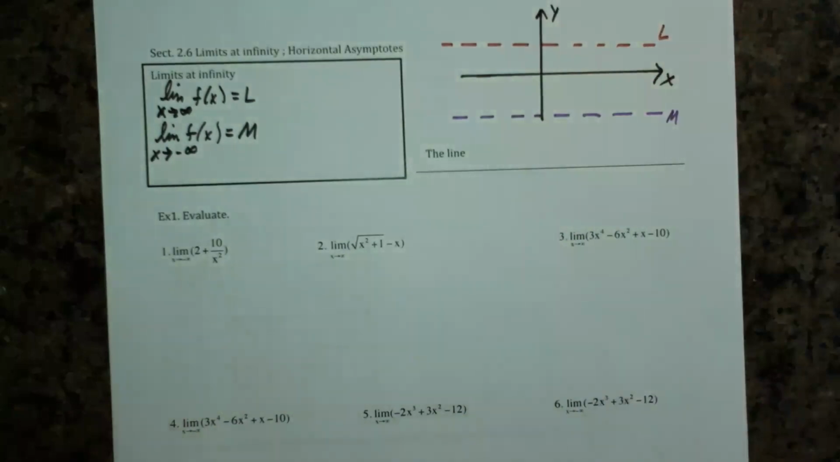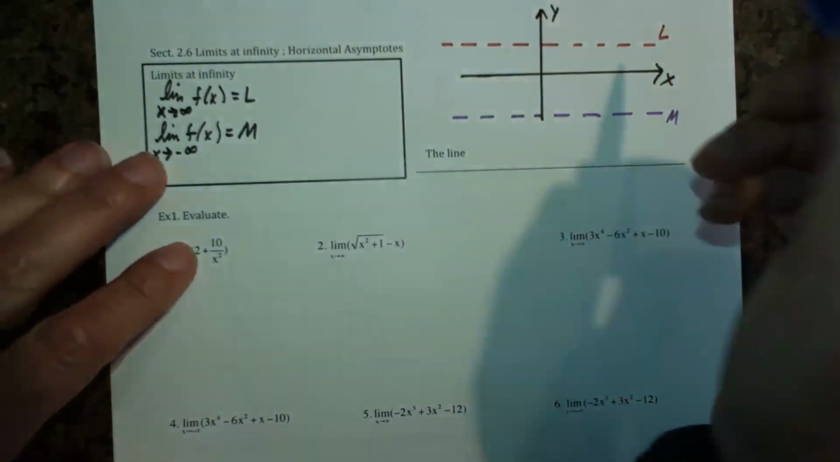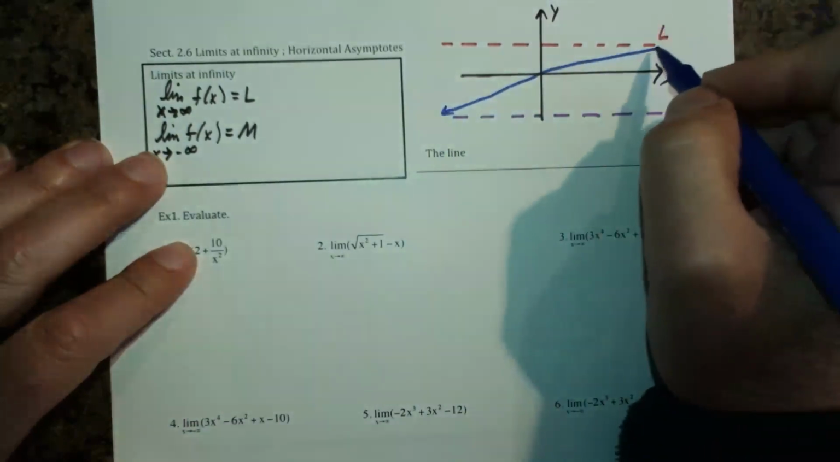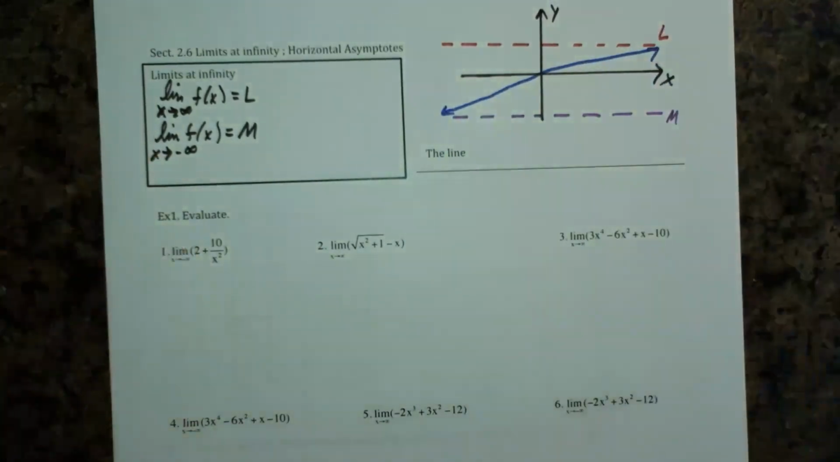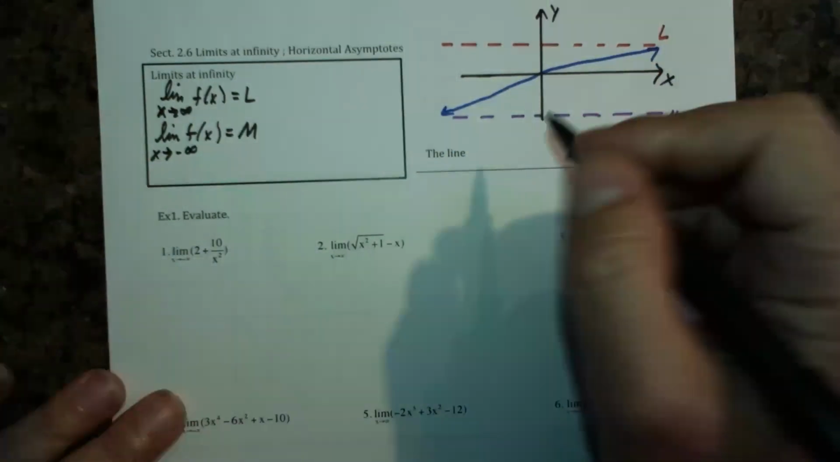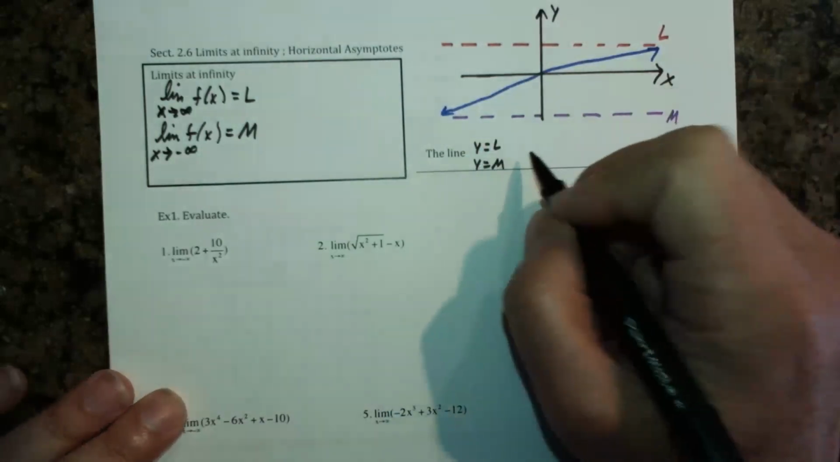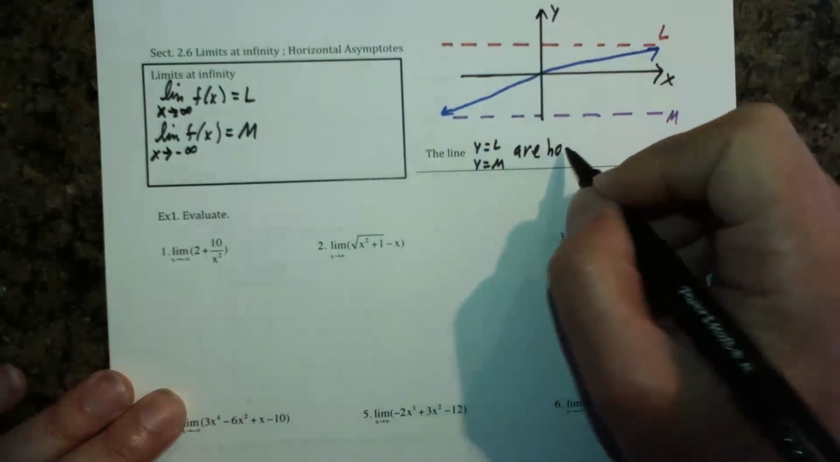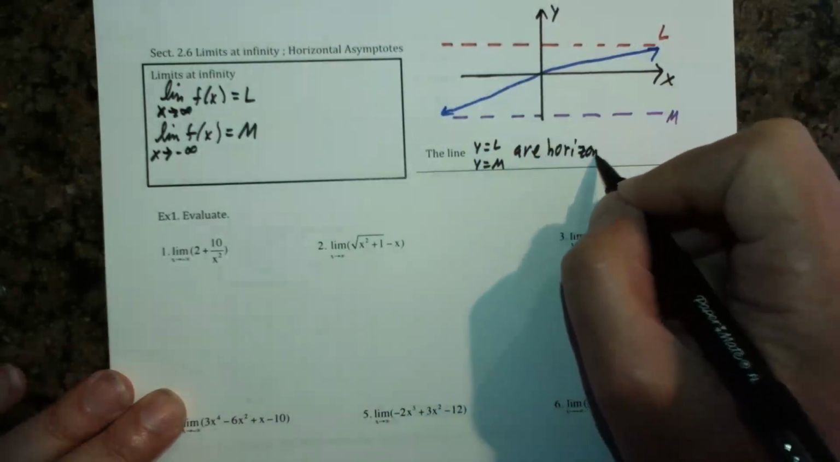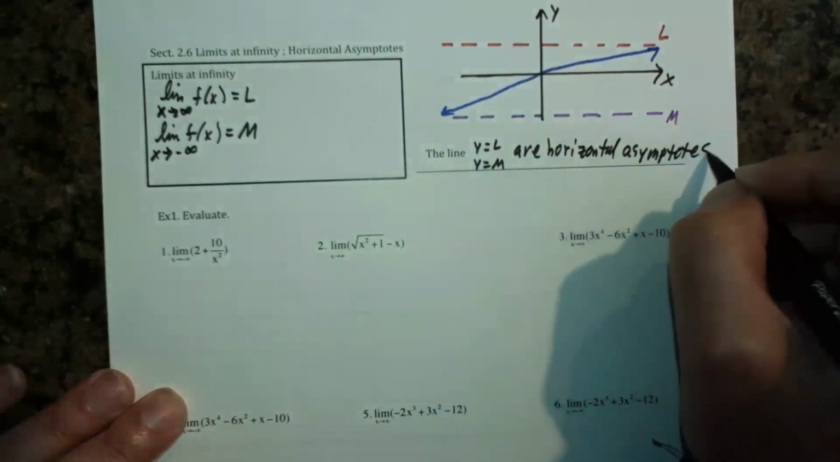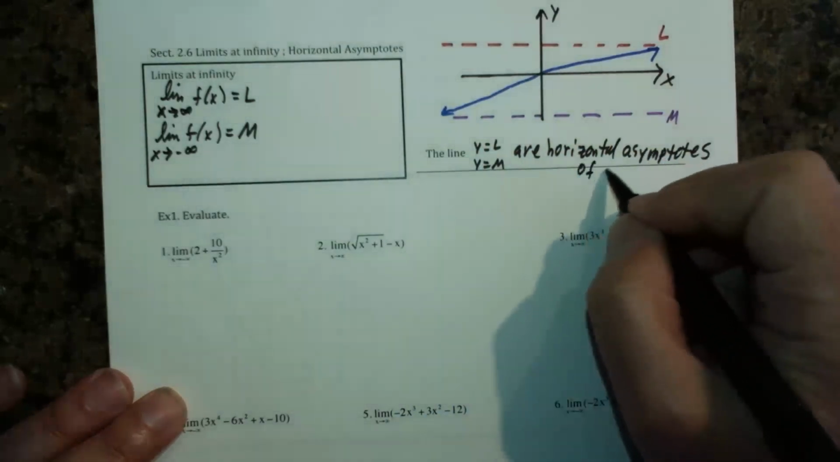And then we have some sort of a function that as we go off to positive infinity, we're approaching L. And as we go off to negative infinity, we're approaching M. So maybe we have an inverse tangent graph or something like that. So that's the idea behind what we're doing here. And I should point out that the lines y equals L and y equals M are horizontal asymptotes of f of x.